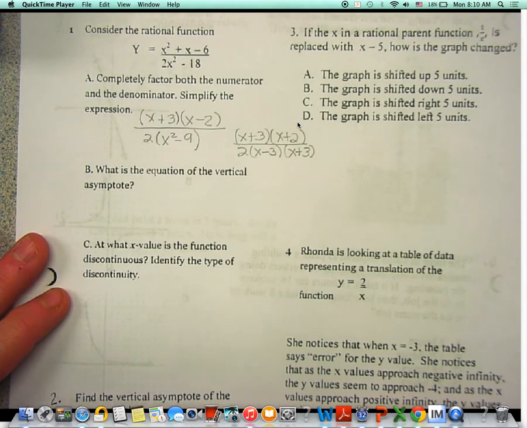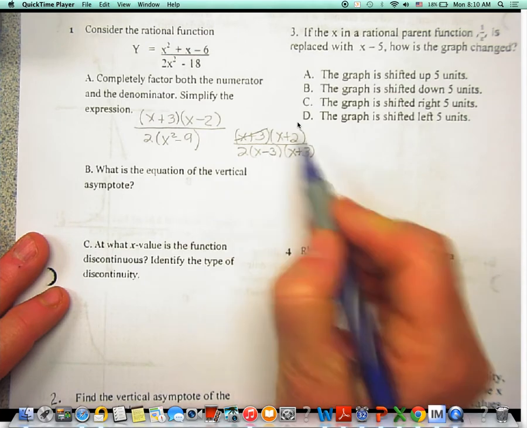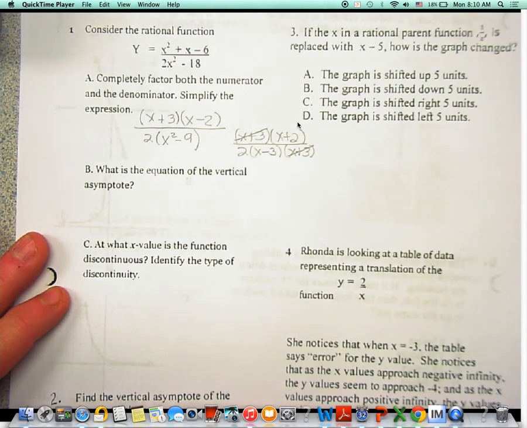Okay, then it says simplify the expression. How could we simplify it? Take out the x plus 3. Good, you can cancel those out. Just mark them out though, don't completely cover them up because we're going to need to look at that in a minute.